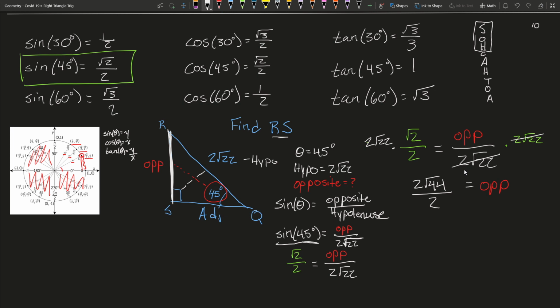And if we do that, you should be able to see that 2 over 2, that's just 1. So the opposite side is really just square root of 44. And then we can simplify that. So we can rewrite that as rad 4 times rad 11, which is 2 rad 11. And that's our opposite side.